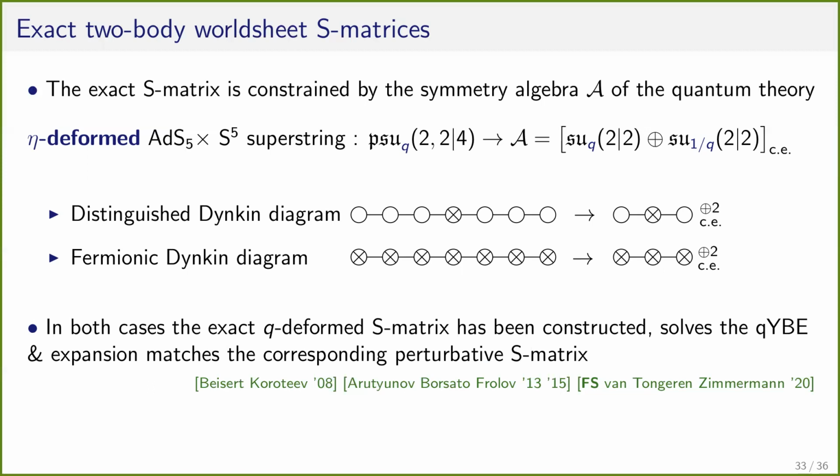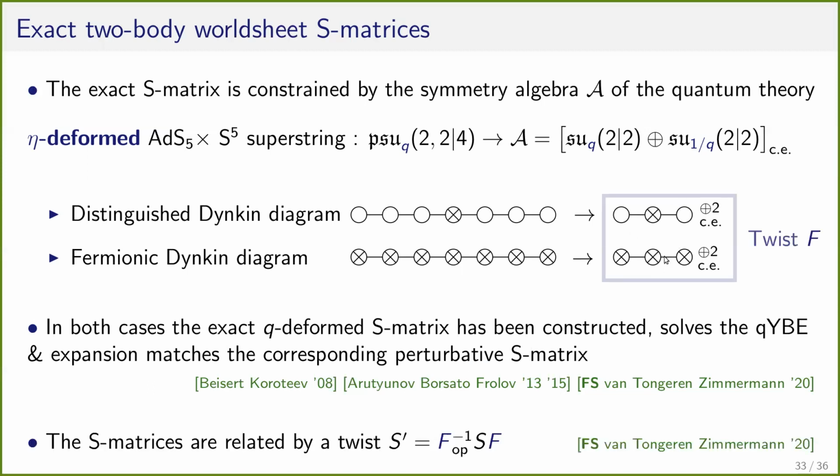Furthermore, these two different algebras, at some point I told you that their coproduct is related by a twist. And in fact, this twist will also appear at the level of the S matrices. So if I denote by S the S matrix for the eta deformation based on the distinguished Dynkin diagram, and S prime the S matrix for the eta deformation based on the fully fermionic Dynkin diagram, then the two S matrices are related in this way, where F is the twist that allows you to go from this Dynkin diagram to this one at the level of the coproduct.